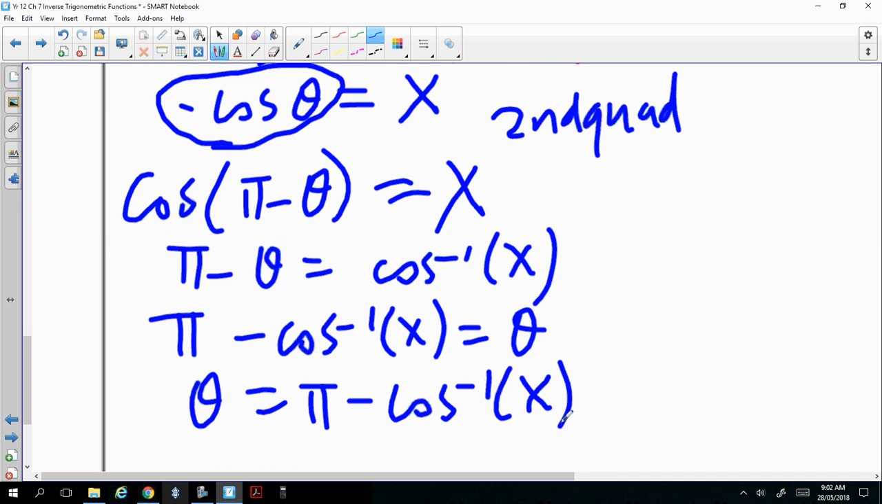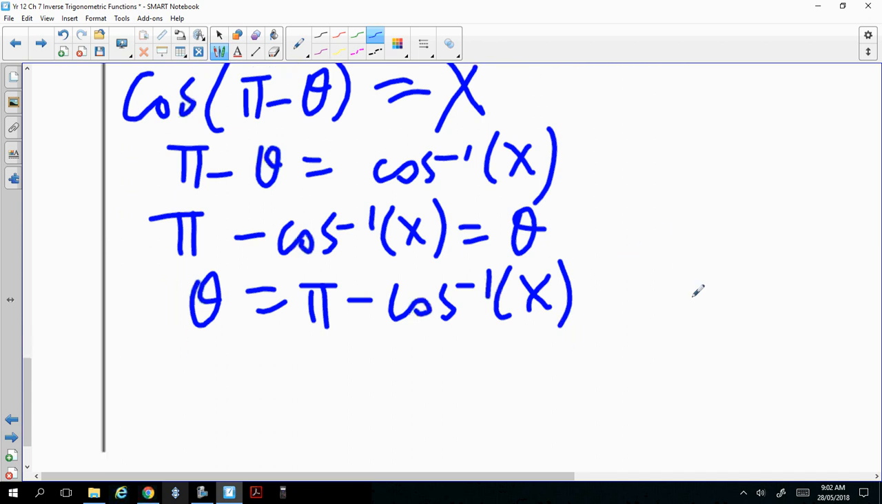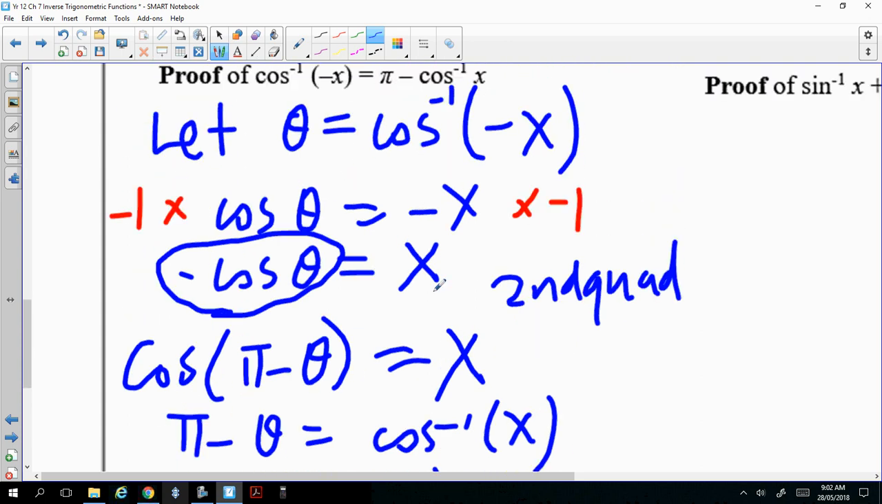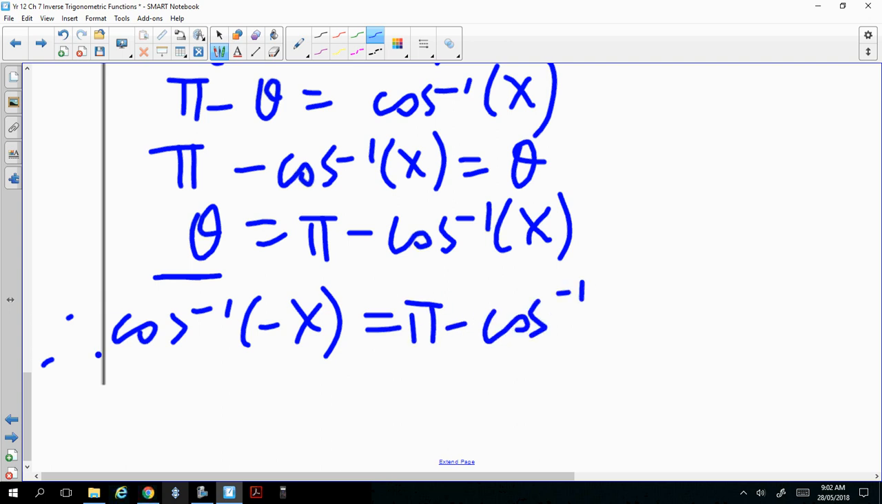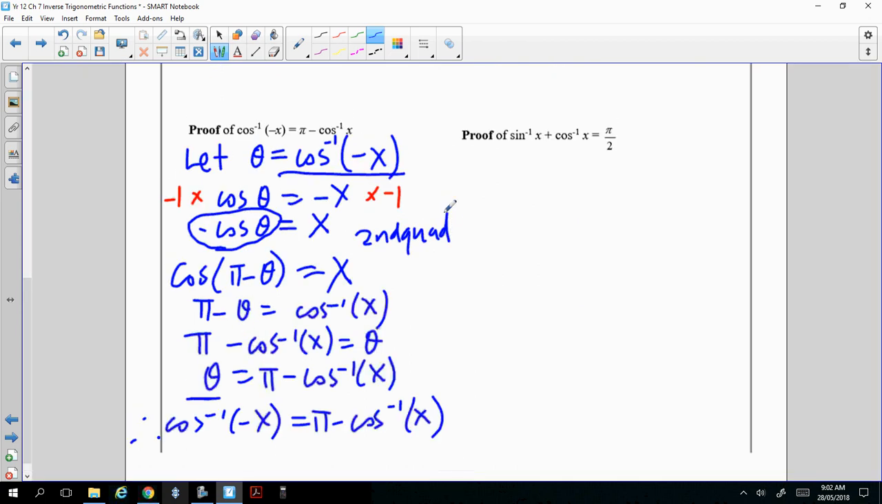And then, what's theta? Now theta, from our definition, is this, isn't it? So you write cos inverse of negative x, therefore cos inverse of negative x equal to pi minus cos inverse of x. So proven. Alright, so this proof needs to be known. So I'll just grab this bit, put it over at the bottom. Okay, that's theta. Okay? Alright, that's the proof.